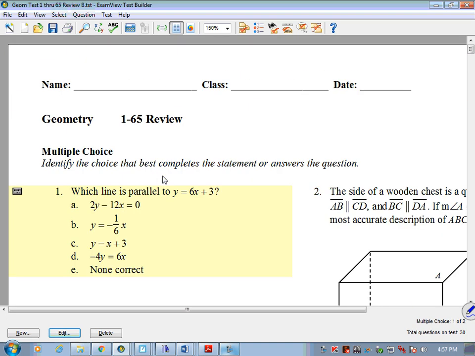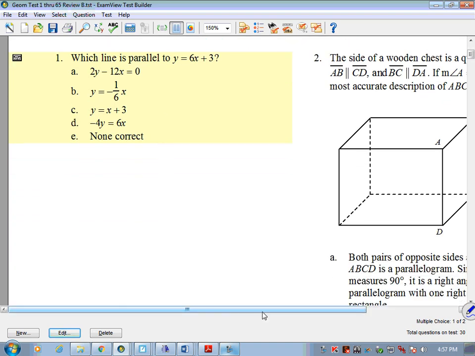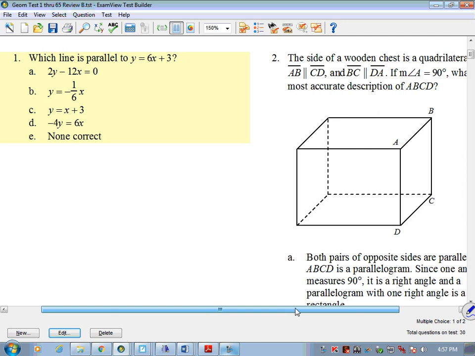Right, here we have our geometry 1 through 65 review. There are 30 questions here. Several of them come directly off the test. So you're going to pay close attention, do as many of these as you can, watch and see what kind of work that we're going to need to do and show on each of these to get credit on the test. We see question number 1 showing up from lesson 37.